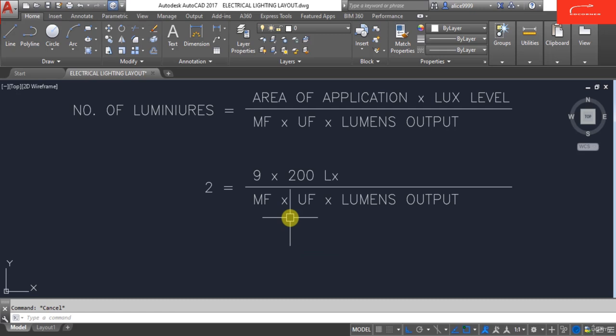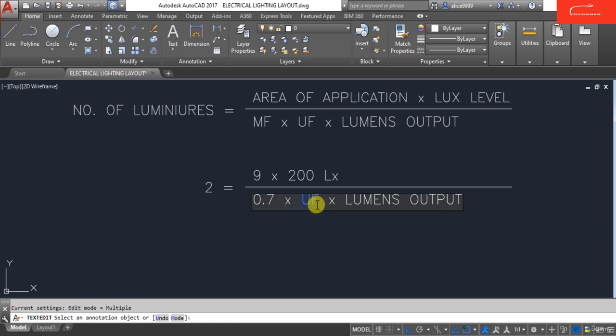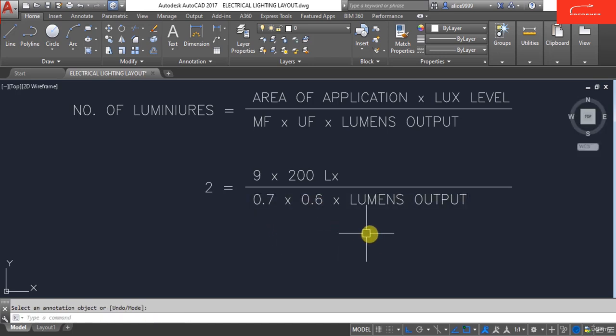What is the maintenance factor? Maintenance factor is the factor when we are maintaining that CFL or LED bulb year by year. So the standard maintenance factor we are taking here is 0.7. What is UF? UF is the utilization factor, and the standard we are taking is 0.6.